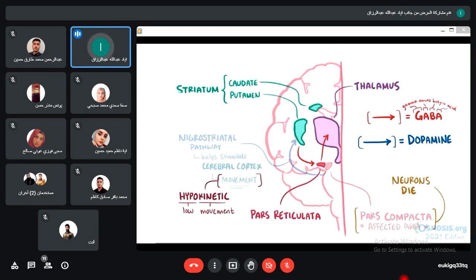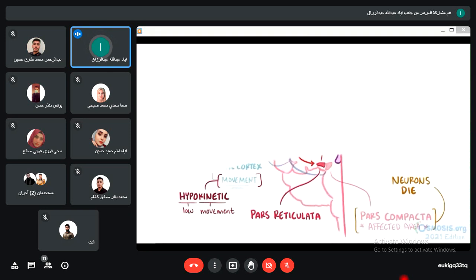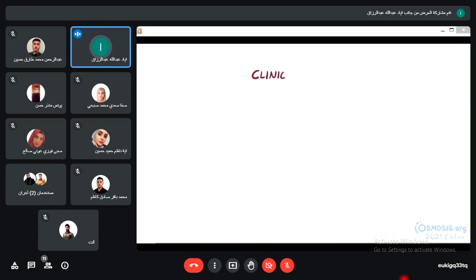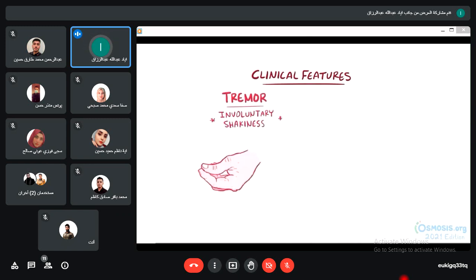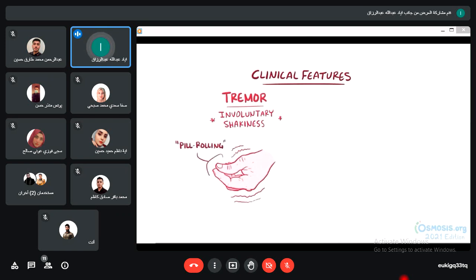In addition to simply initiating movements, the substantia nigra helps to calibrate and fine-tune the way that movements happen, which leads to the clinical features of Parkinson's. First, there's tremor, which is an involuntary shakiness most noticeable in the hands, characteristically called a pill-rolling tremor, because it looks like someone's rolling a pill between their thumb and index finger. This is a resting tremor, meaning it's present at rest and diminishes with intentional movement.